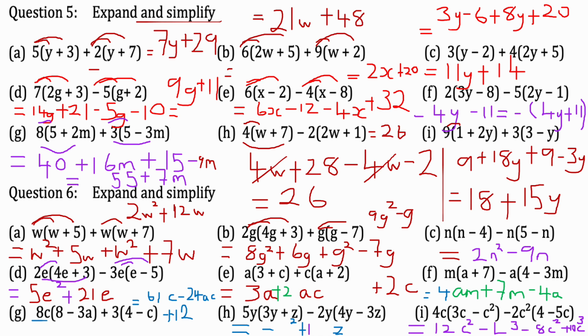So collecting our like terms, 12c squared take away 8c squared goes to 4c squared. And then negative 4c cubed plus 10c cubed goes to positive 6c cubed, because negative 4 plus 10 becomes positive 6. I'm combining my c cubed terms together.